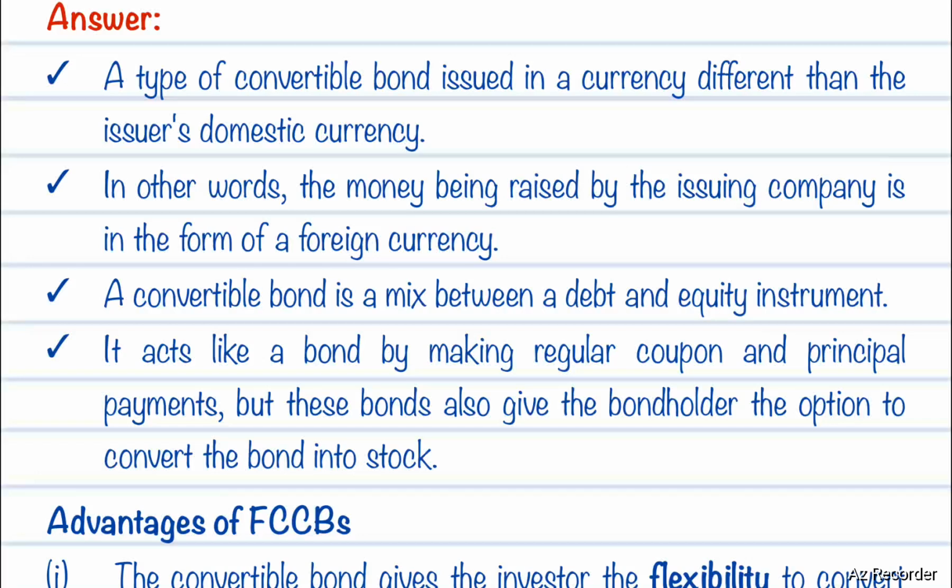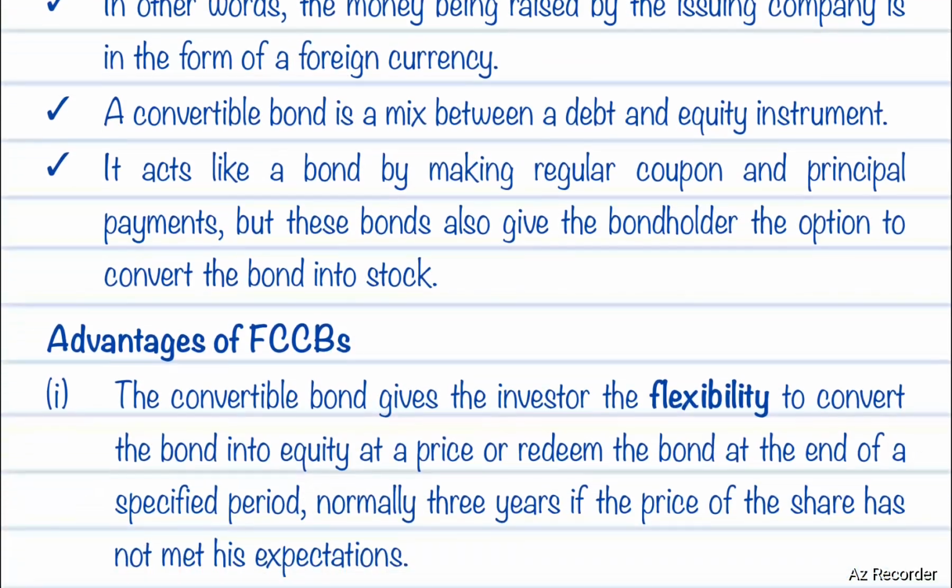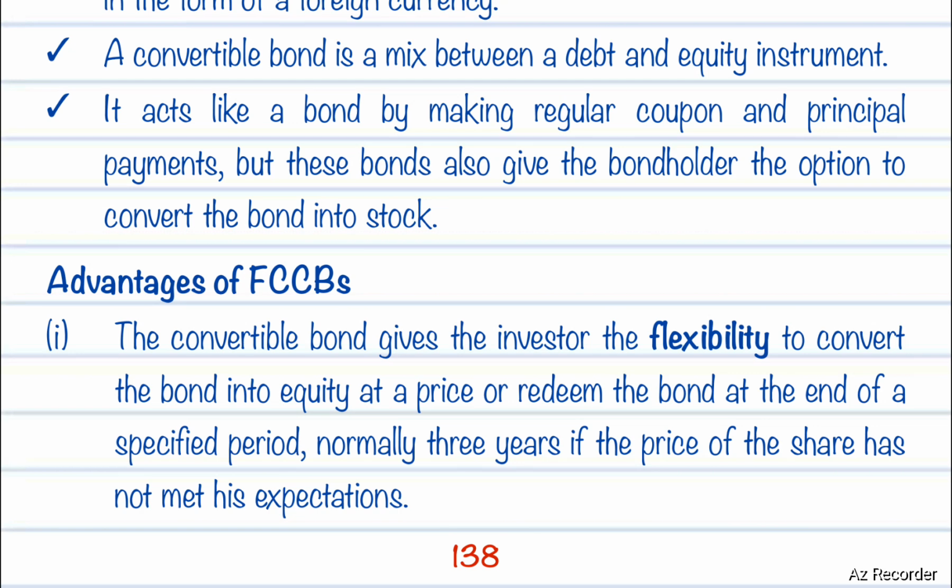A convertible bond is a mix between a debt and equity instrument. It acts like a bond by making regular coupon and principal payments, but these bonds also give the bondholder the option to convert the bond into stock. Advantages of foreign currency convertible bonds.